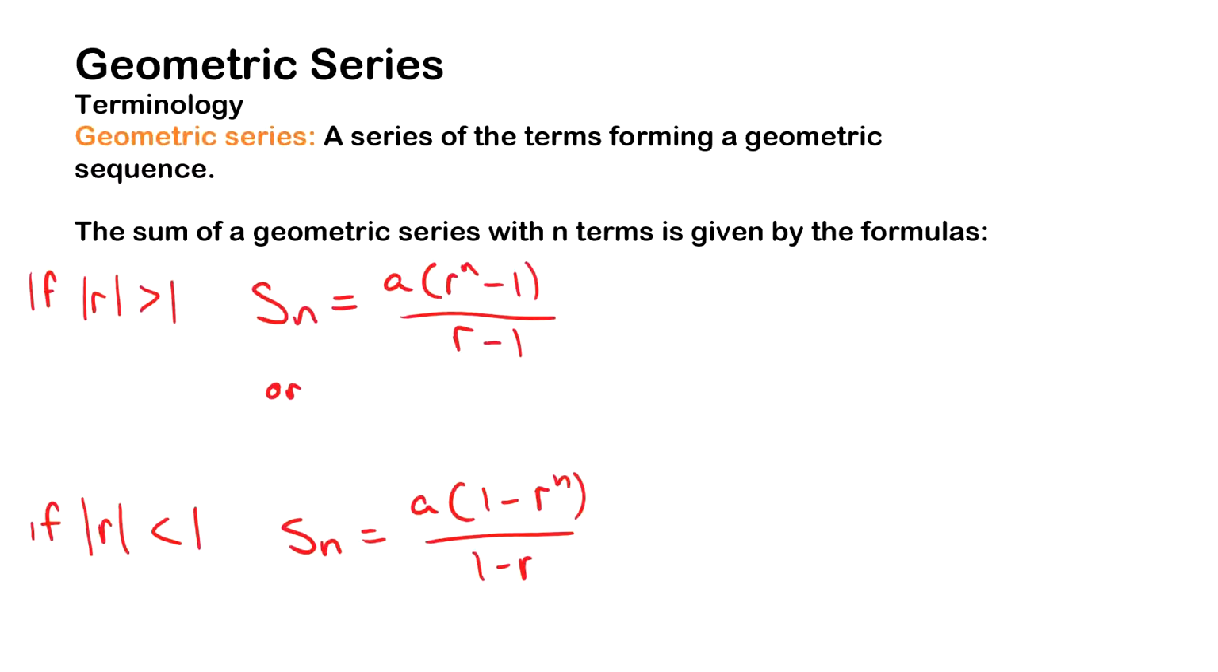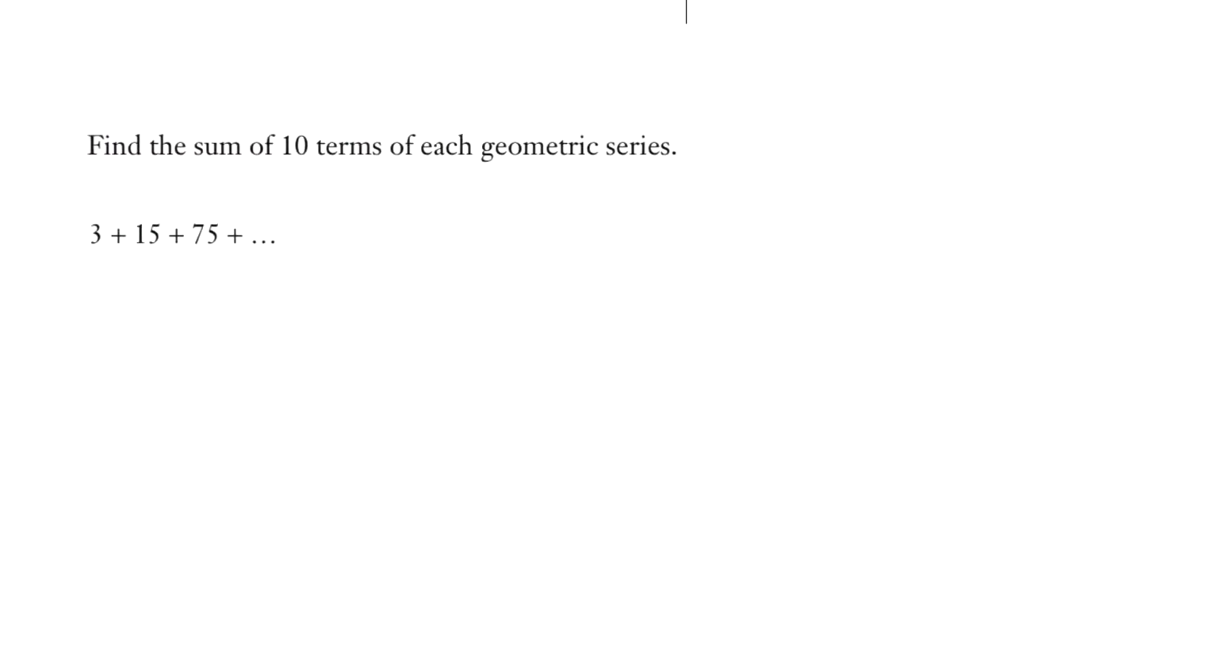The first one we have if r is greater than 1, and the second if we have r less than 1, or a fraction. So let's do some questions. Find the sum of 10 terms of each geometric series. Here we have a geometric series, and we're going to first write down the formula.